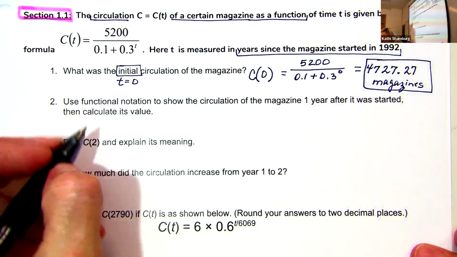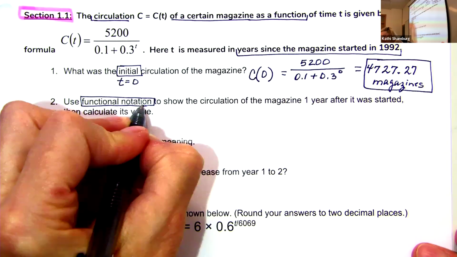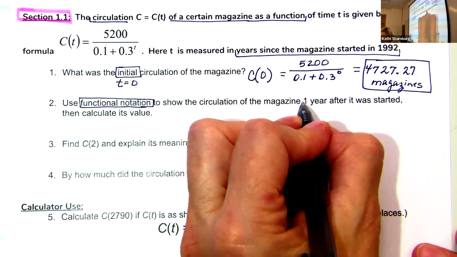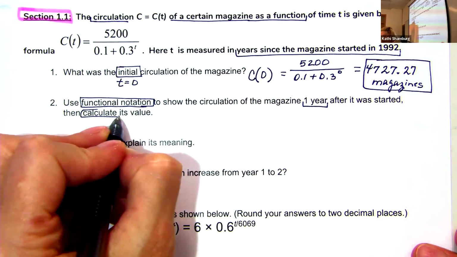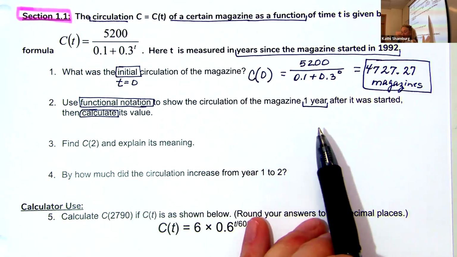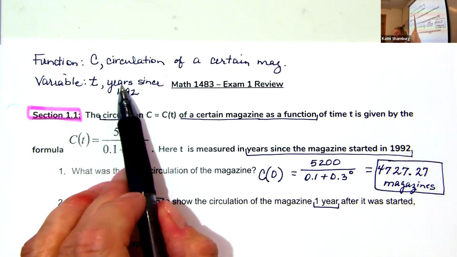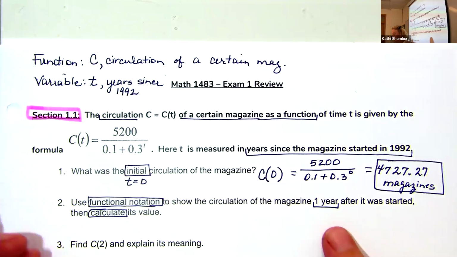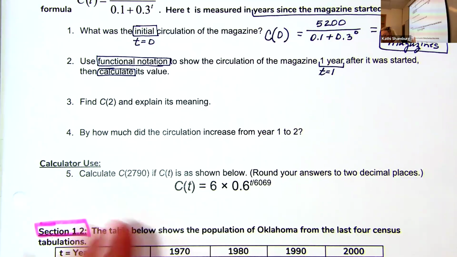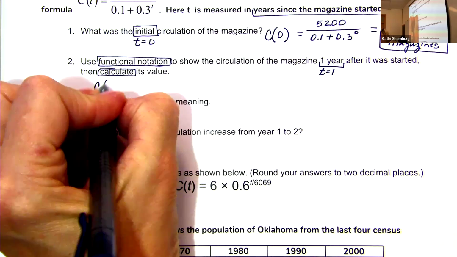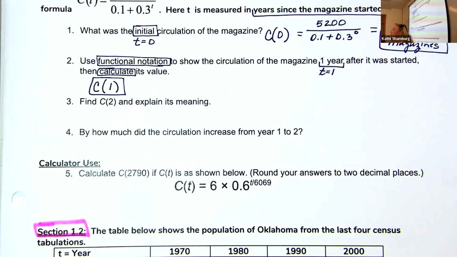All right, use functional notation. So I'm going to be looking for this to show the circulation of the magazine 1 year after it started. Then calculate. Okay, let's do the first part of it. So functional notation. What is 1? T. Years since 1992 is T. So this is T equals 1. How would I show that in functional notation? C at 1. So that's the functional notation. If that's all it asks for, that's all you have to give me.